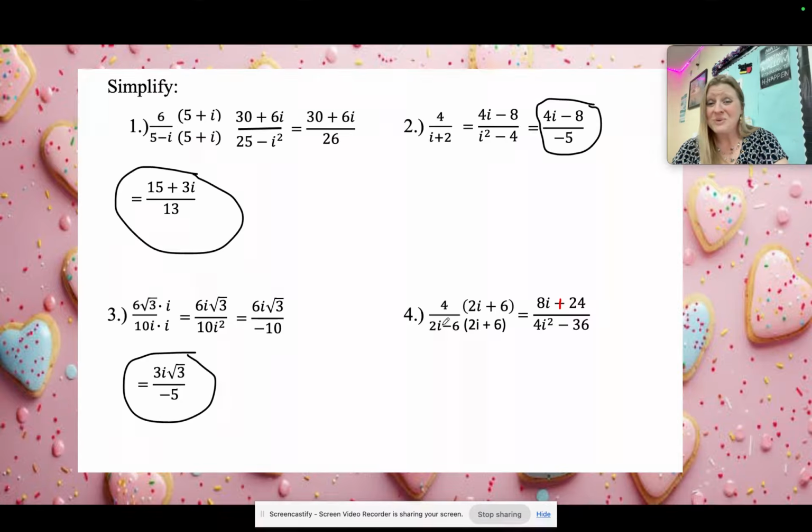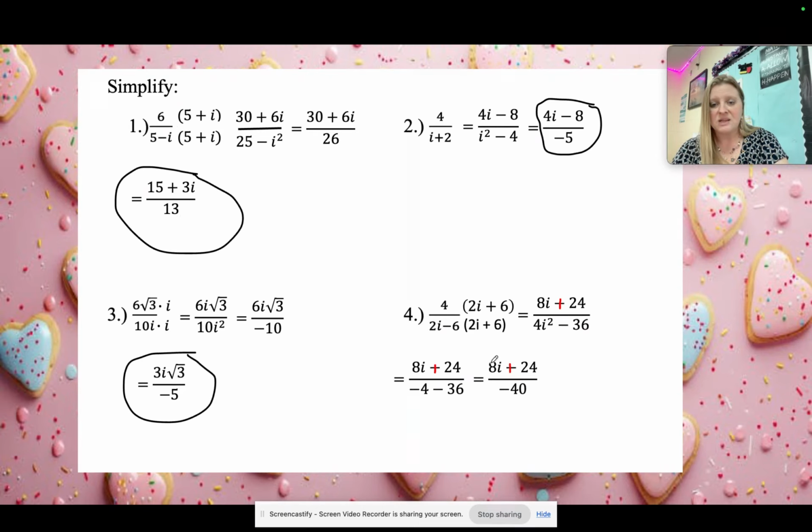On the bottom, you just want to be careful. 2 times 2 is 4i squared. And 6 times 6 is negative 36. And then we're going to swap out that i squared for negative 1, which turns our 4 negative. All right, I'm going to add the bottom two together to make negative 40.